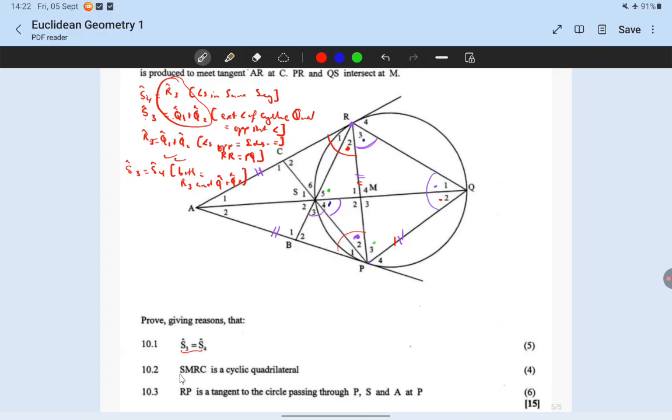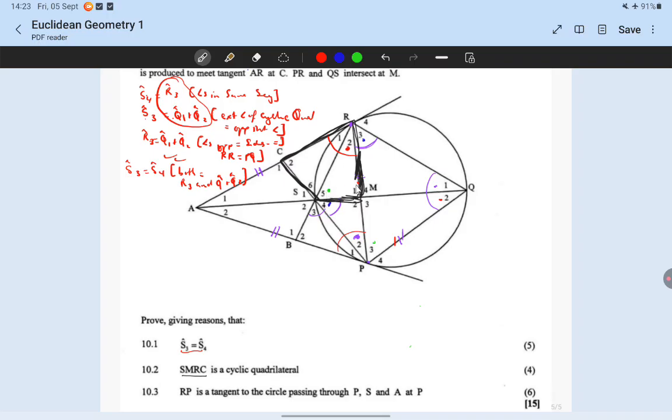So now we are told to prove that SMRC is a cyclic quad. So this shape, we are asked to prove that this is a cyclic quad. So how do you prove that a shape is a cyclic quad? You prove something by showing its properties. So if we're asked to prove that this is a cyclic quad, one thing that you can use is that R1 plus R2 is equal to S5 plus S6. Then it will be a cyclic quad.